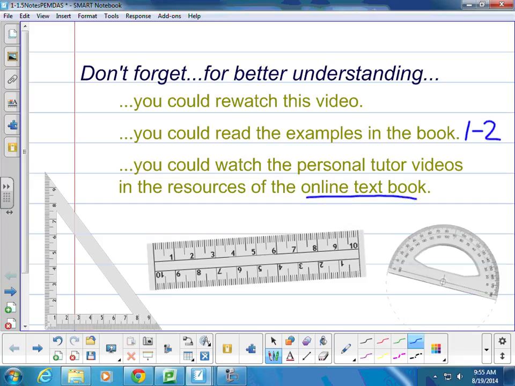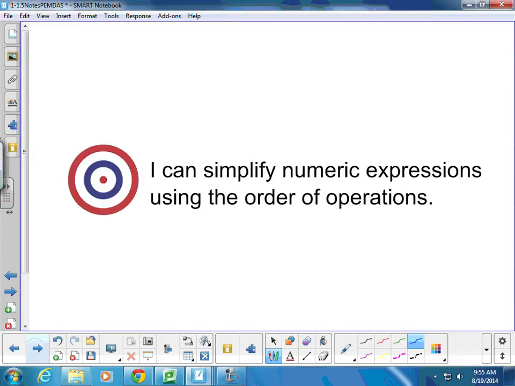But let's get started for today for what we're going to look at tomorrow in class. So our target today is that I can simplify numeric expressions using the order of operations. Order of operations you should have heard before. Numeric expression is something that you will probably want to use in your vocabulary. Okay, so we're going to work on simplifying numeric expressions using order of operations.